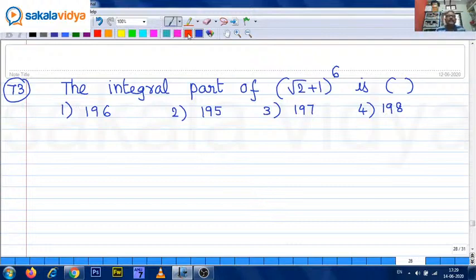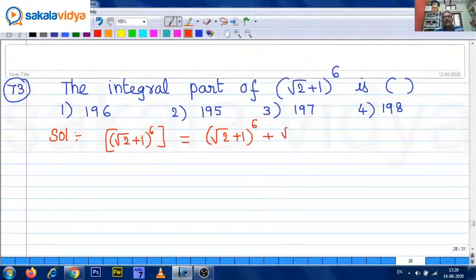See, for this one I will give a very simple process. You remember like this: the integral part of (root 2 plus 1) whole to the power of 6 equals (root 2 plus 1) whole to the power of 6 plus (root 2 minus 1) whole to the power of 6, minus 1. Always remember this one. First we need to find out this one.